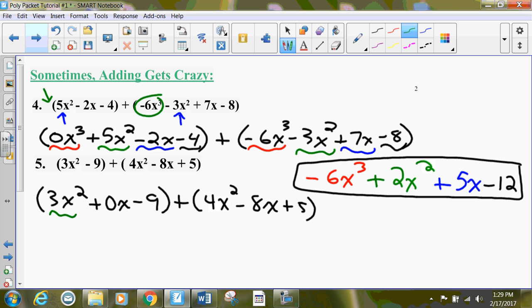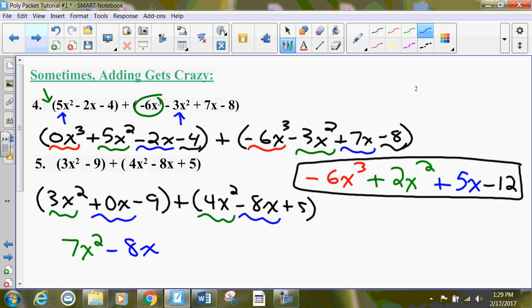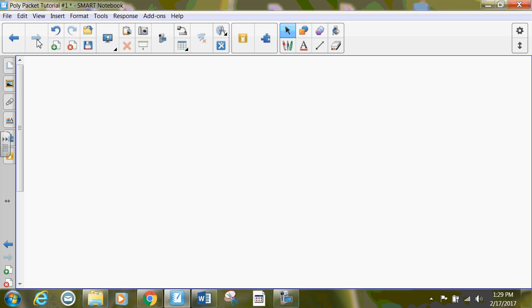So 3x squared plus 4x squared, well, that's 7x squared. 0x plus -8x, that's -8x. And then we've got -9 plus a 5, which is a -4. If you know a shortcut to getting that same answer, more power to you. You don't have to do what I just did. Once again, that's a really good way, though, to make sure you don't make any mistakes. I believe that's it, and that is.